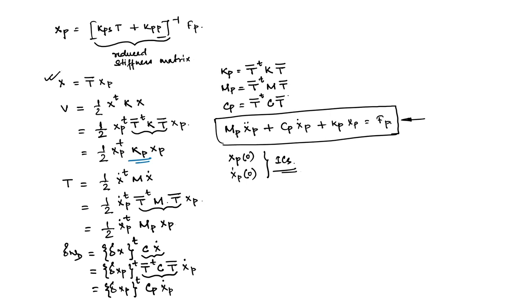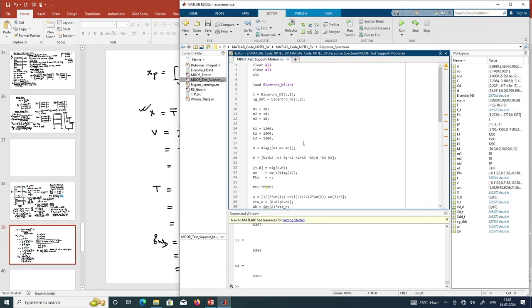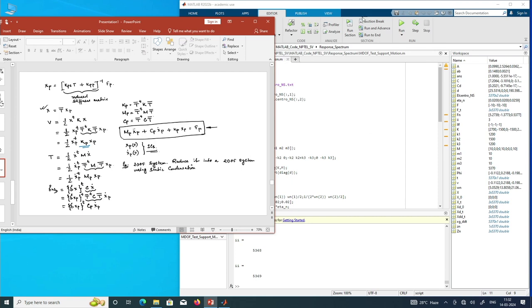Okay. So, let us now consider an example, the same 3-DOF system we solved earlier. Reduce it into a 2-DOF system using static condensation. So let us go to MATLAB and then we will solve the example.